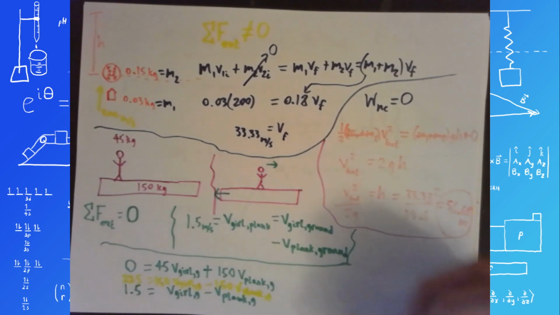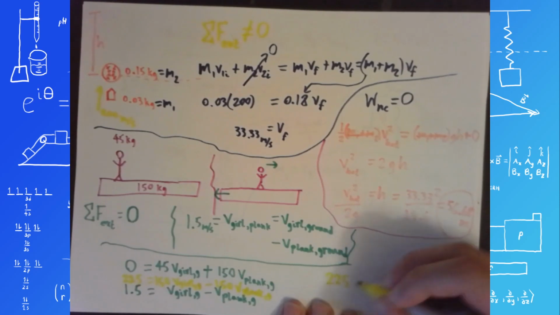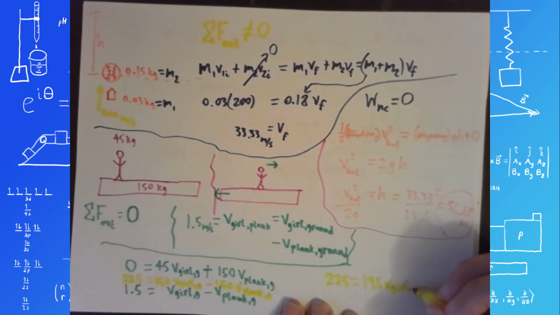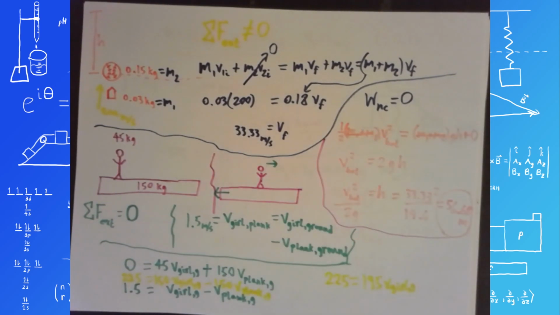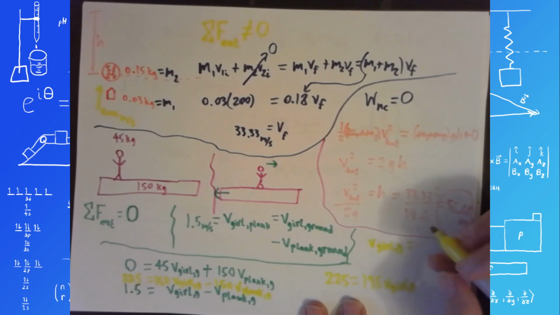45 plus 150 is 195, and then 0 plus 225. So 225 equals 195 v girl relative to the ground, and divide by 195. 225 divided by 195 is 1.15 meters per second. So v girl relative to the ground is 1.15 meters per second.